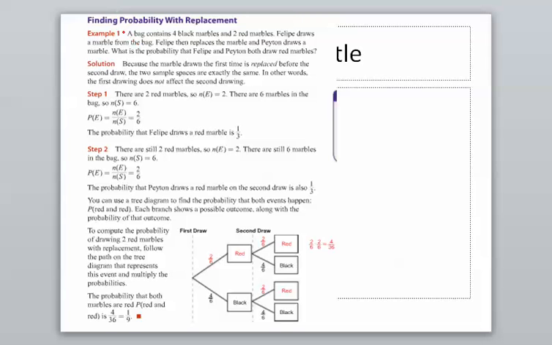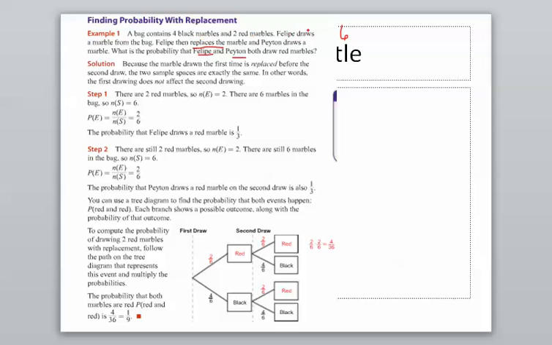So here's an example. A bag contains 4 black marbles and 2 red marbles. So how many are there total? There are 6 total marbles in the bag. Philippe draws a marble from the bag. Philippe then replaces the marble. See, he's replacing the marble. And Peyton draws a marble. What's the probability that Philippe and Peyton both draw red marbles?